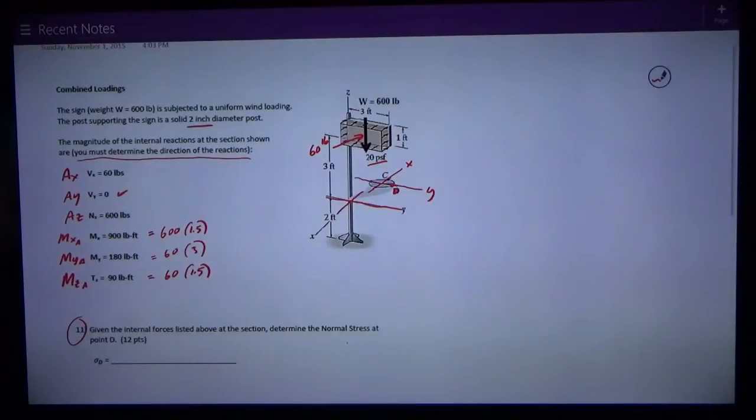Okay, so the first clue is normal stress. Well, there's 3 ways, or 2 ways really, of getting normal stress. Normal stress is sigma, and it's either P over A, axial stress, or bending stress, My over I. And you have 2 axes of bending. So you could get normal stress from either one of those moments, or both.